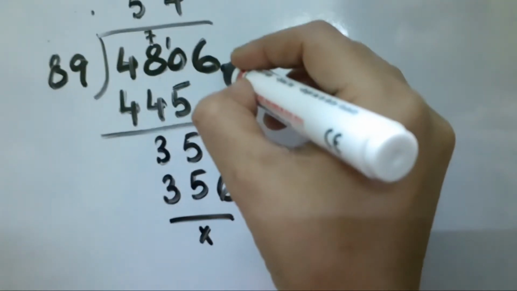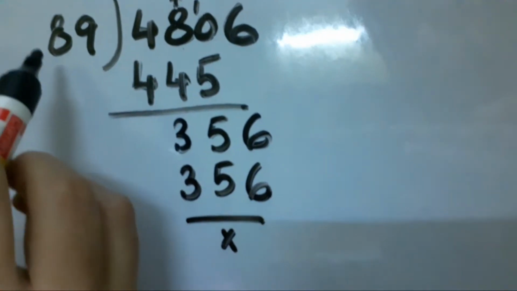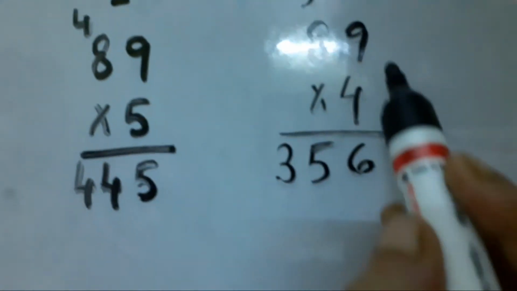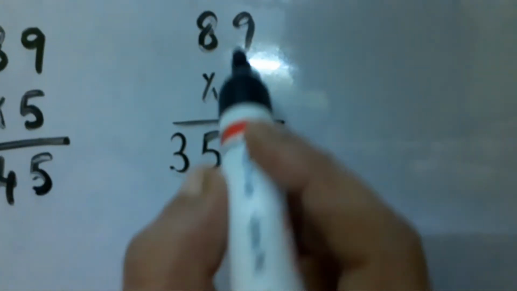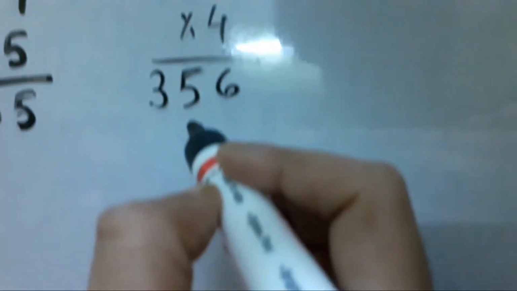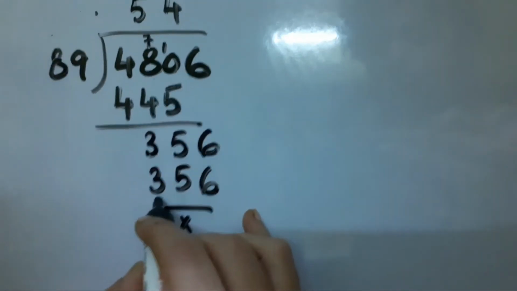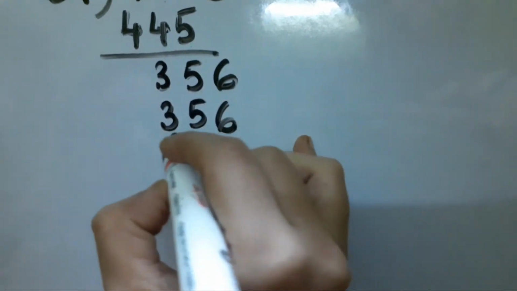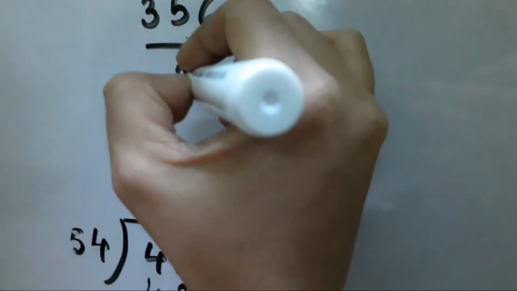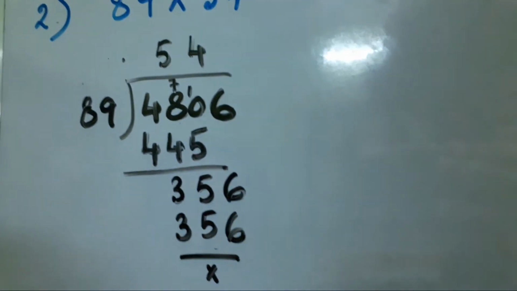Now we will bring down this 6. Now the number is 356. 8 4s are 32. So we will multiply 89 by 4. 4 9s are 36, 6. 3 you carry. 4 8s are 32 plus 3, 35. Now we will write 356 here. 356 subtracted from 356 gives 0. So we will write cross here.